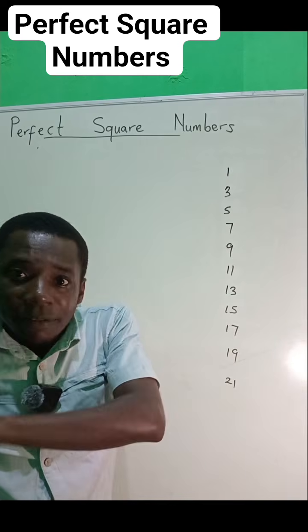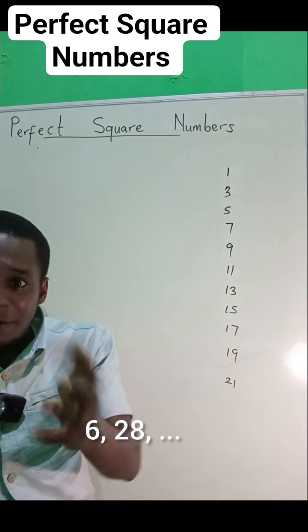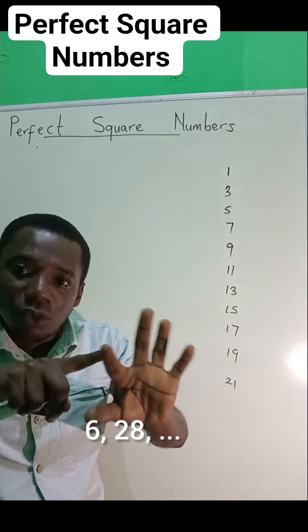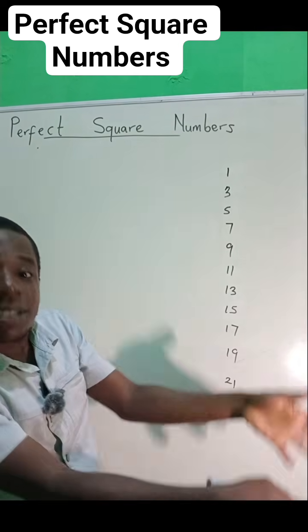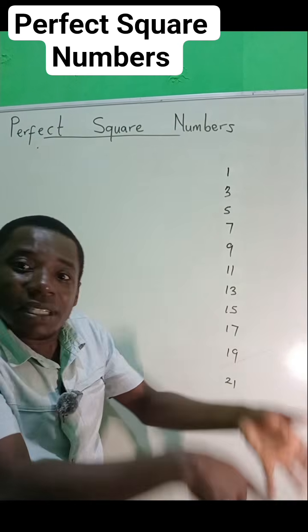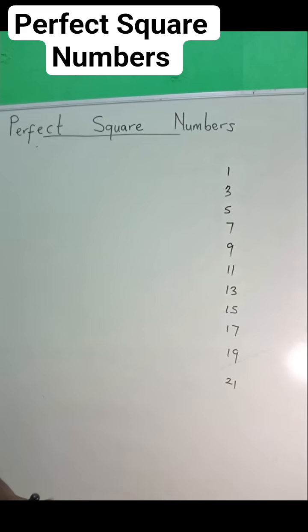of its proper factors. So, for example, 6: the factors of 6 are 1, 2, and 3. When we sum them up, you get the same 6. So 6 becomes a perfect number. Now, let's move on to what we have for today.